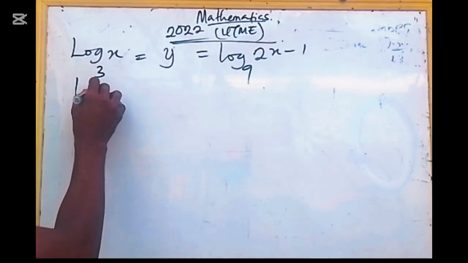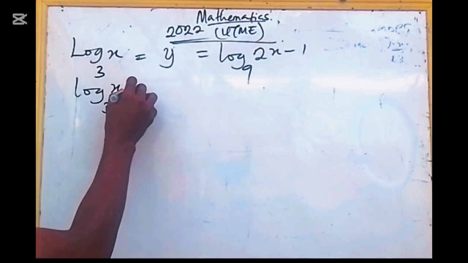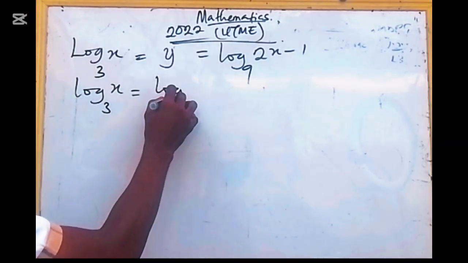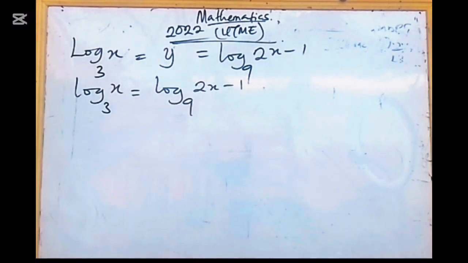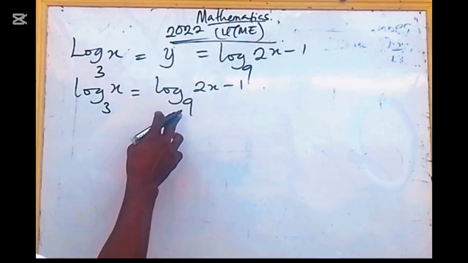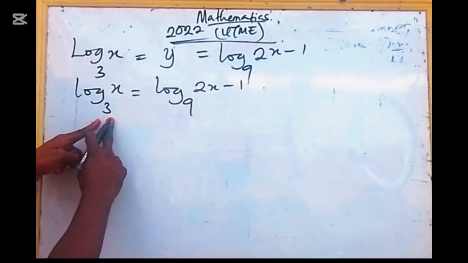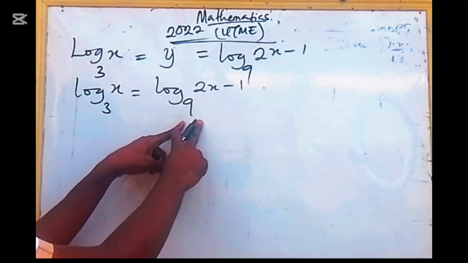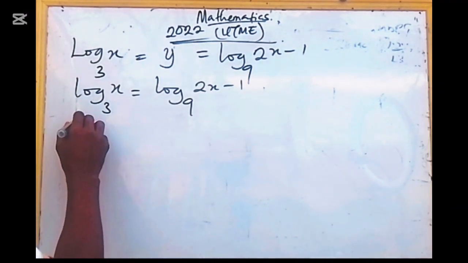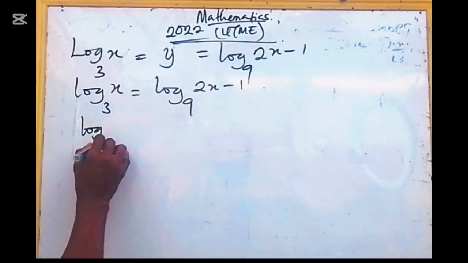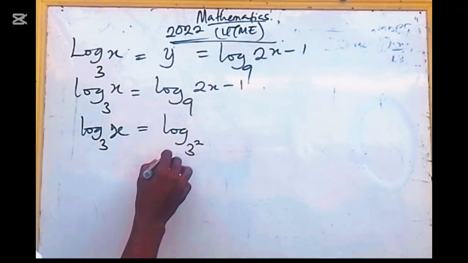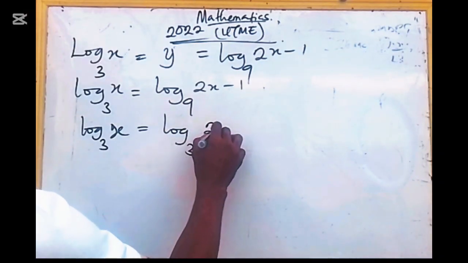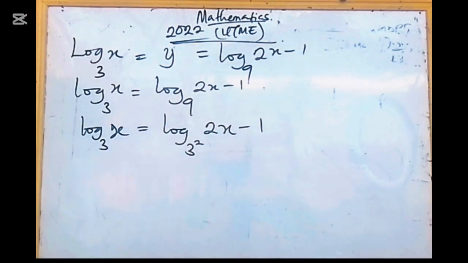That means log x is equal to log 9 of (2x minus 1). They are equal. So from here now, I will turn this one. This is already base 3. I also make this one base 3. Now I say log base 3 of x equals log base 3 of 3 raised to 2, of 2x minus 1. Now I need to remove this 2 from here and bring it here.